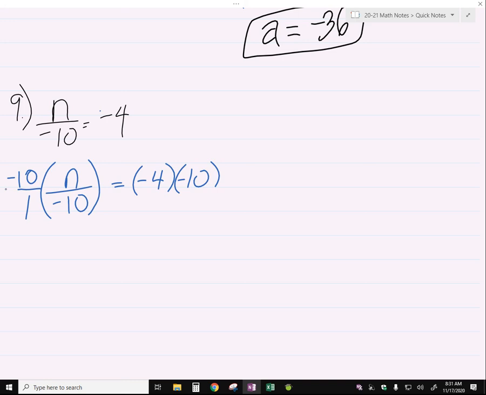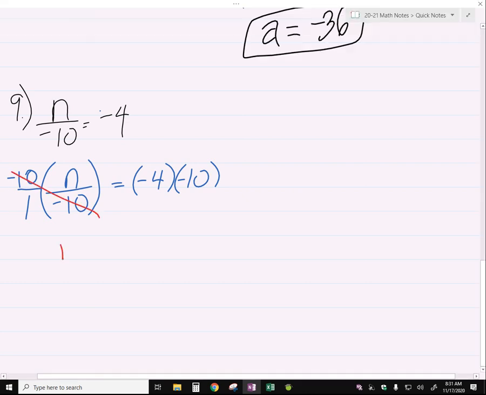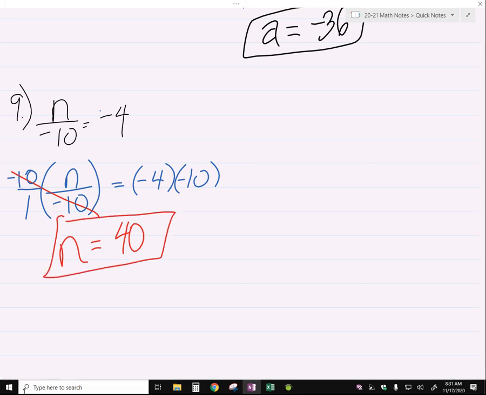All right, if you're still working, just go ahead and look up when you're done with that. So I have n being divided by a negative 10. To undo that, to get n by itself, because it wants to socially distance, you're going to multiply it by negative 10. Cancels out. Negative 4 times negative 10 is a positive 40. Because we're multiplying two negatives, so it's going to be positive. And I can check my work by doing 40 over negative 10. Is that negative 4? Sure is.